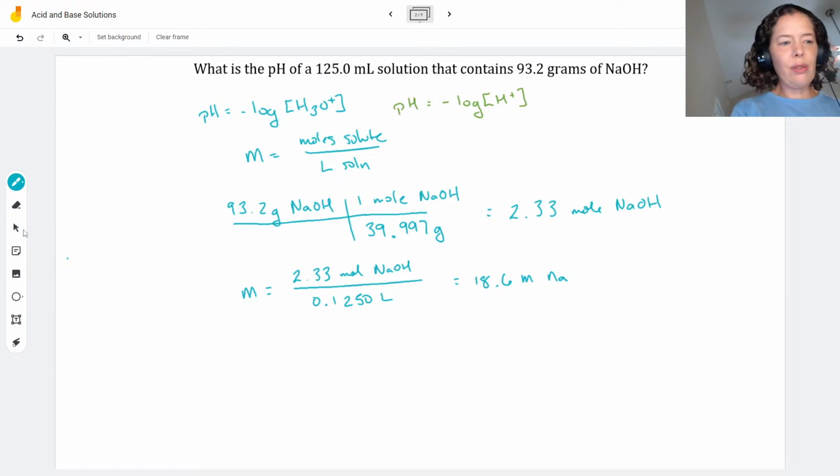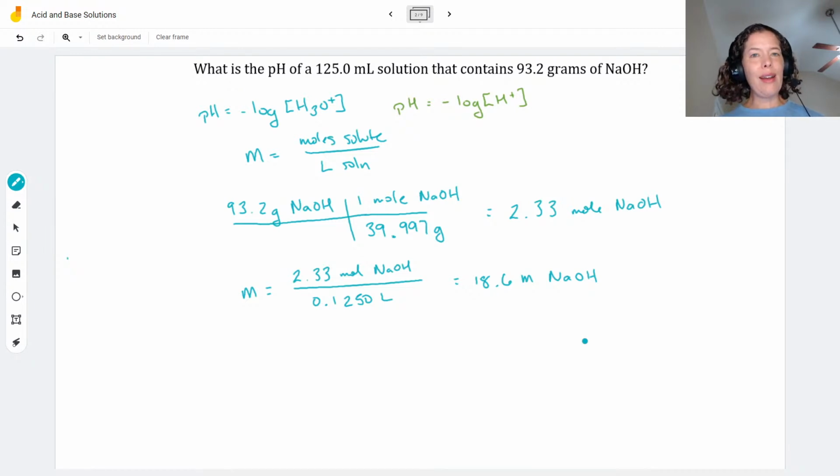Sodium hydroxide. All right, so I'm a little bit closer, but I'm not quite there yet, right? Because for pH, I need my concentration of hydronium. Right now I have concentration of sodium hydroxide. So how am I going to connect these two? Well, there are a couple of different ways to connect it.